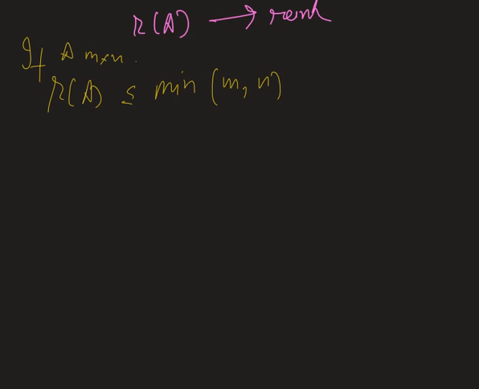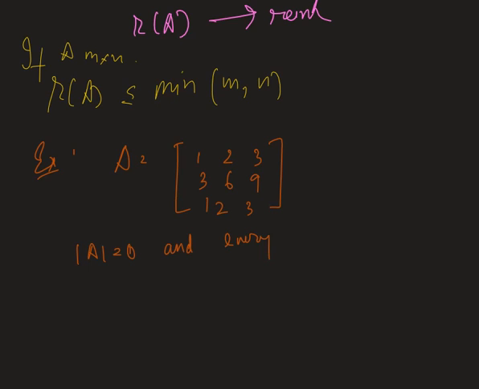Now let us take an example to understand this concept properly. We need to find the rank of the matrix A with elements 1, 2, 3, 3, 6, 9 and 1, 2, 3. We observe that the determinant of A is equal to 0, and every square submatrix of order 2 is singular.